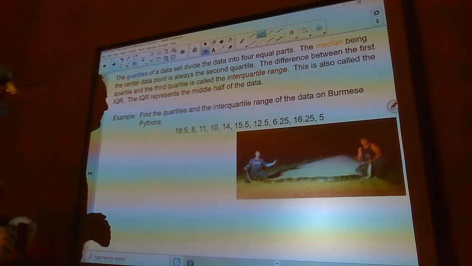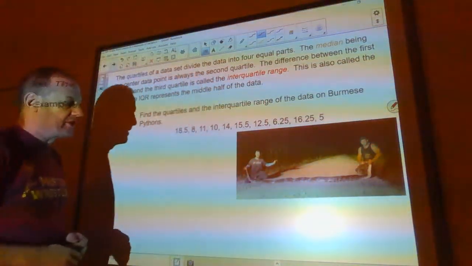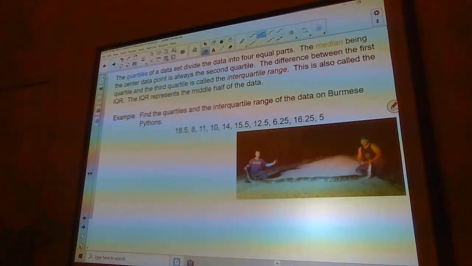Okay, so here's the same data. By the way, this is supposedly the longest Burmese python ever captured in Florida. So anyway, we're talking about the quartiles.